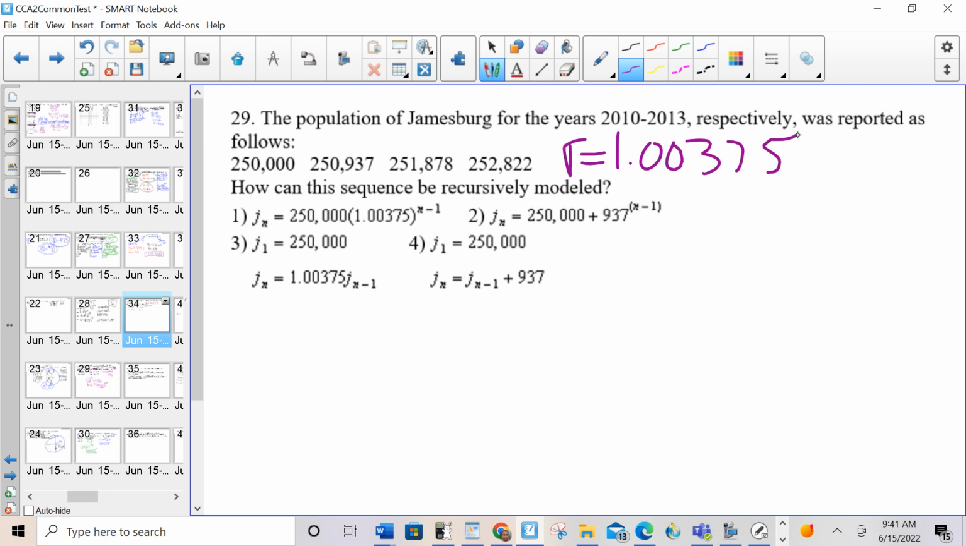1.00375. How can this sequence be recursively modeled? It wants a recursive formula. Choice 1 is not recursive. Choice 2 is not recursive. Choices 3 and 4 are. Which of these is saying I'm taking the previous amount and multiplying by 1.00375? Choice 3 does.